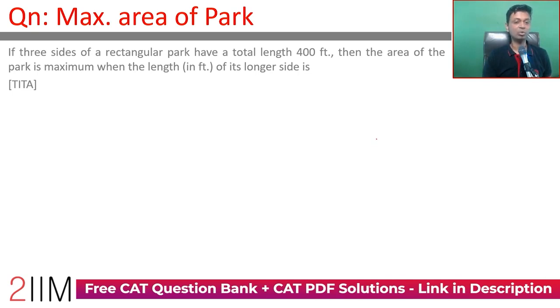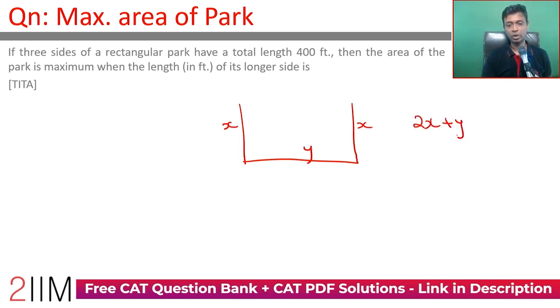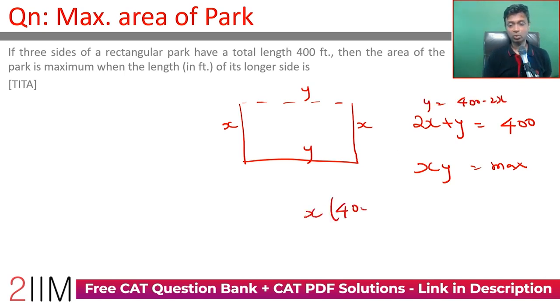If three sides of a rectangular park have a total length of 400 feet, then the area of the park is maximum when the length of its longer side is? Three sides are given. Let's say this is x, this is y. 2x plus y is 400. The third side should also be x. X into y should be maximum. So y is 400 minus 2x.